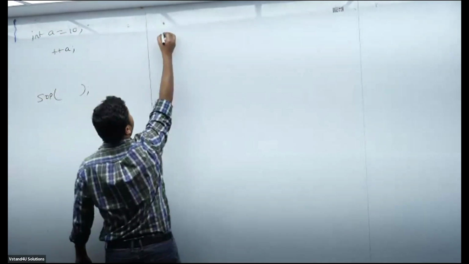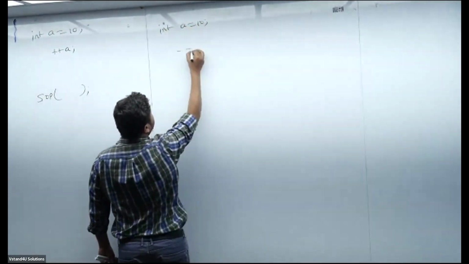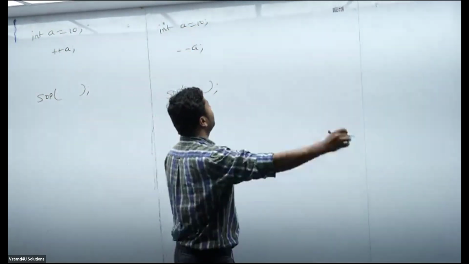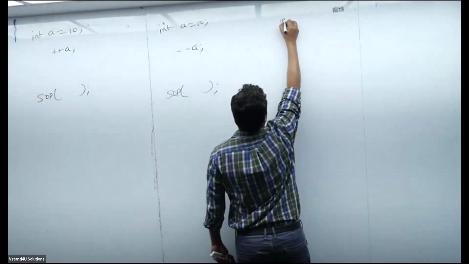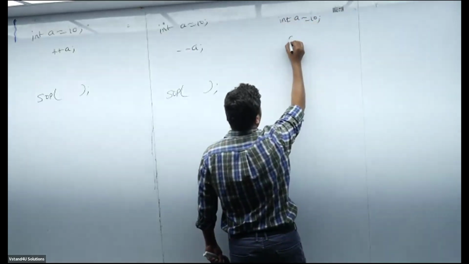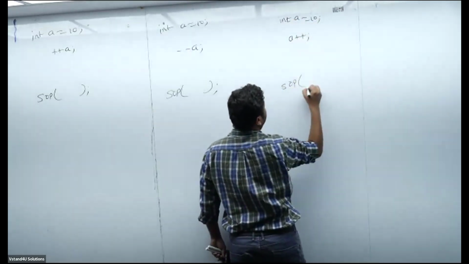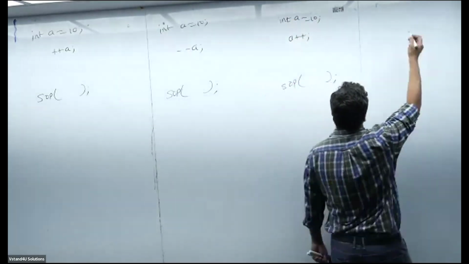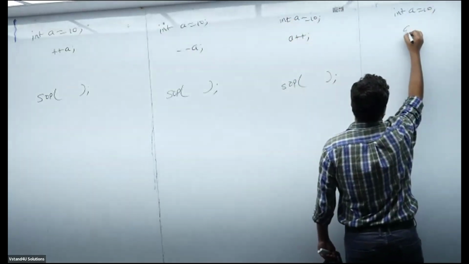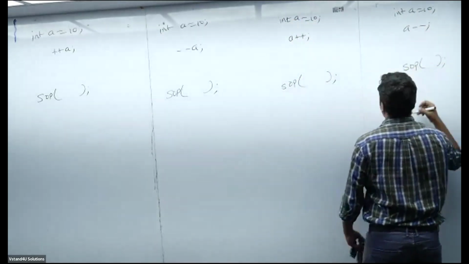If I say pre-decrement, suppose int a equal to 10, if I say minus minus A and then SOP of A, what is the value? If I say int a equal to 10, then A plus plus, and SOP of A, what is the value? Then int a equal to 10, A minus minus, then SOP of A, what is the value?